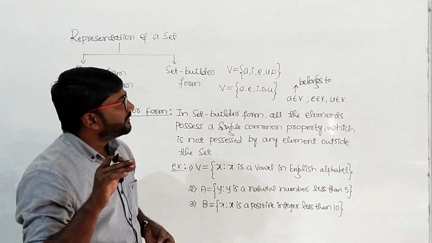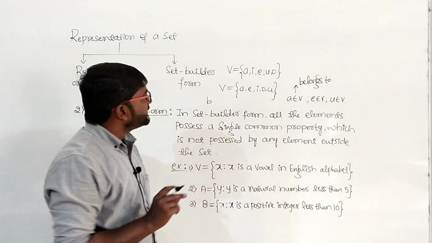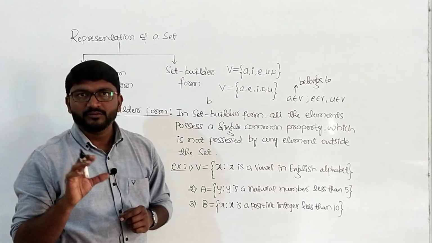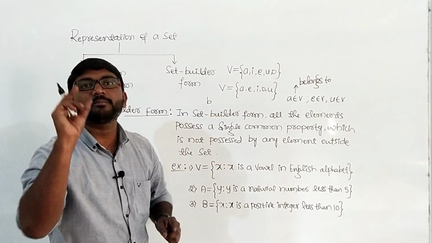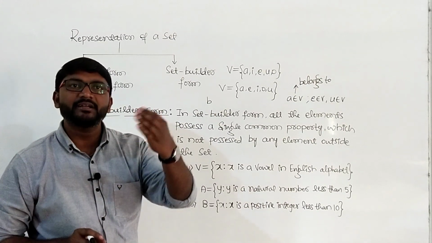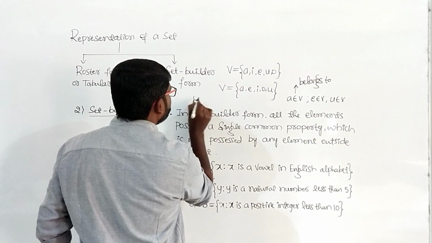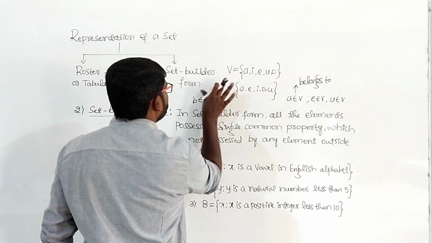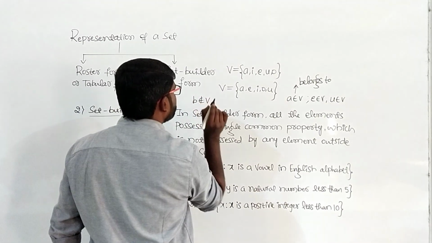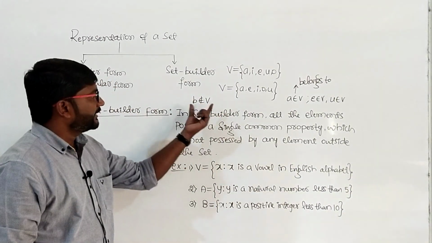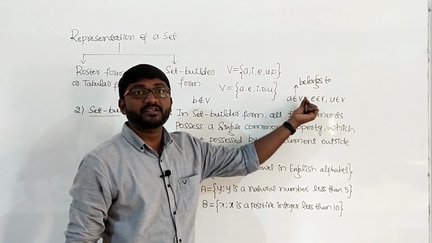Now let us take another element, B. Is there a B in the set V? No, it is not there. That means the element B does not belong to the set V. How do you write this symbolically? See how it looks. B does not belong to the set V. This is how we read. This symbol is 'does not belong to', whereas this symbol is 'belongs to'. A belongs to the set V.